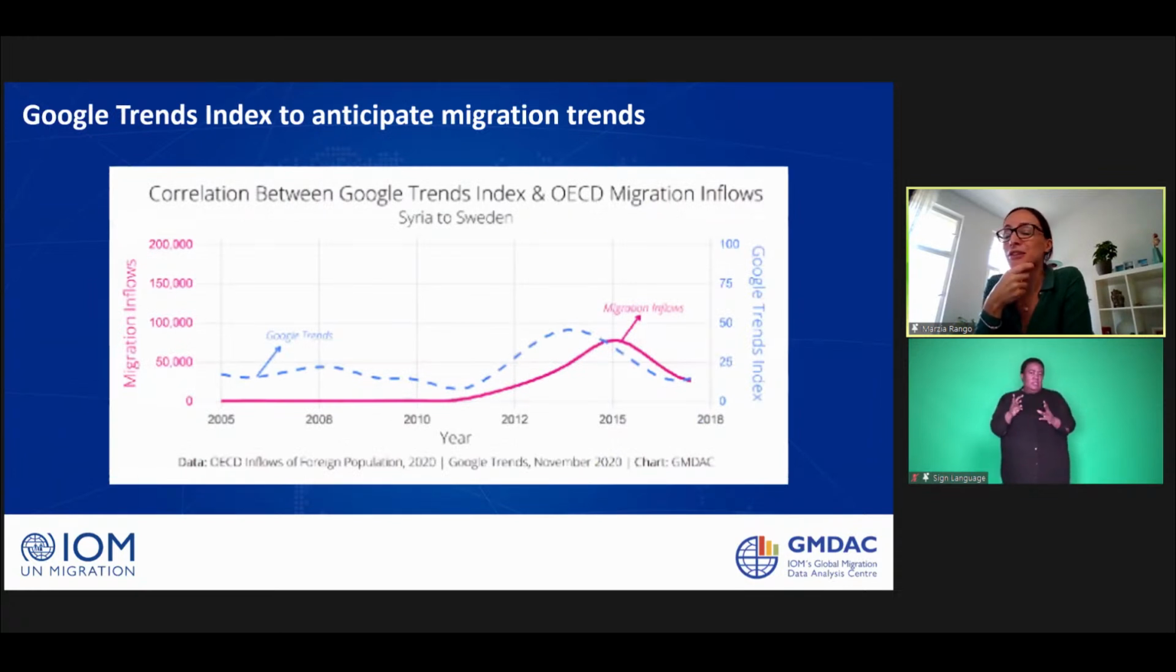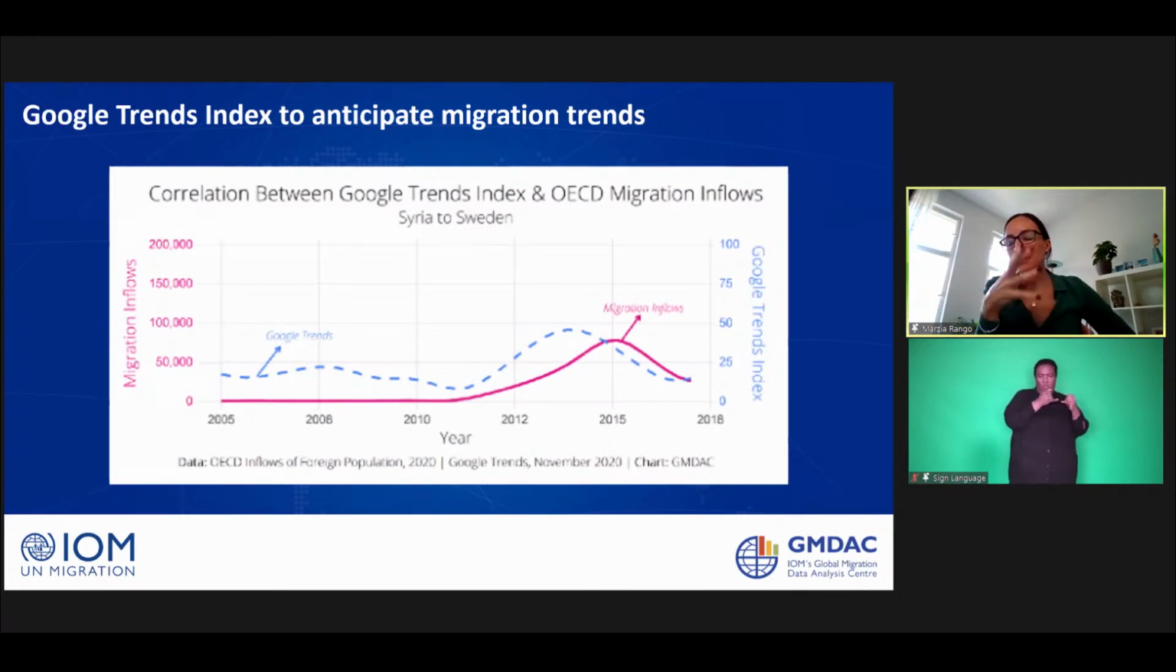Another example that I just wanted to give you very quickly is the Google Trends Index that we have been sort of playing with a bit lately to anticipate migration trends. So Google Trends Index is this powerful tool because Google is obviously one of the most widely used search engines around the world, with more than 2 billion users around the world. And Google Trends Index gives us basically an index of the popularity of certain search terms compared to all the possible searches that one can make on this online search tool.